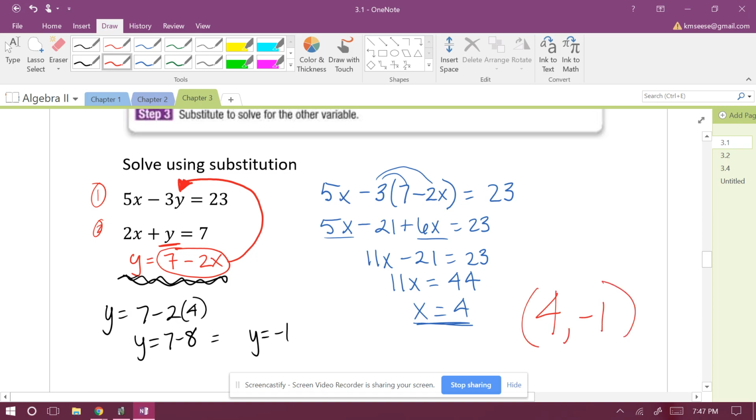And just like with graphing, you can always check your work here by plugging in the exact answer. I plug in 4, so even equation number 2, that's 2 times 4, which is 8, plus a negative 1, so 8 minus 1 is 7. So I plug in 4 here, that's 5 times 4, 20, minus 3 times negative 1, that's plus 3, and I get 23.